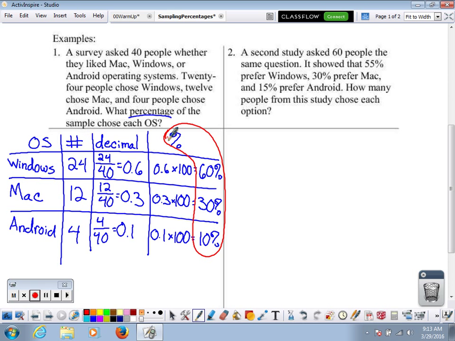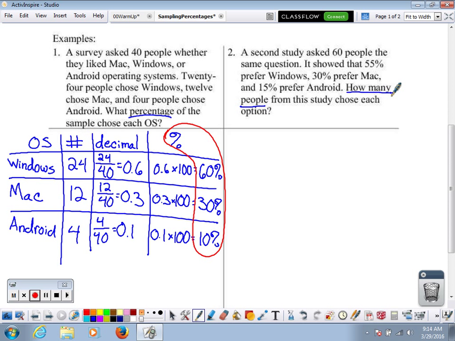Okay, take a time out. Number 2 asks, a second study asked 60 people the same question. It showed that 55% prefer Windows, 30% prefer Mac, and 15% prefer Android. How many people from this study chose each option? So this time, instead of looking for percentages, we want to know the number of people.